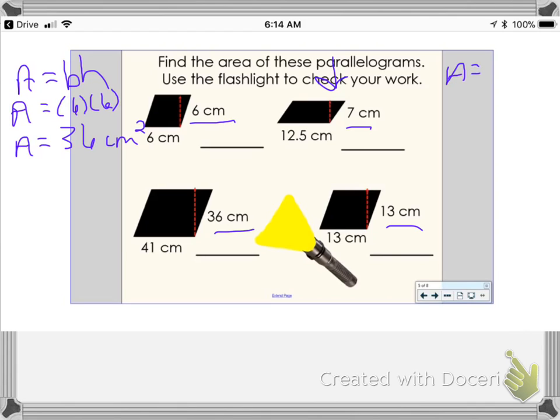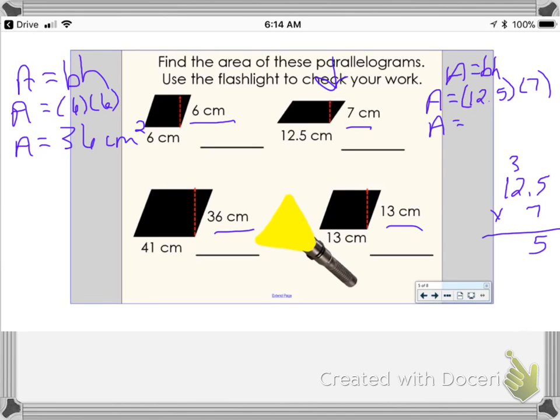First line is always our formula, area equals base times height. The second line is going to be our substitution. The base is 12.5 and the height is 7. So then we have to figure this out. If you need to do doodle work, that's just fine. So 12.5 times 7. 5 times 7 is 35. 7 times 2 is 14, plus 3 is 17. 7 times 1 is 7, plus 1 is 8. I have one digit behind the decimal point. So my answer then is 87.5 centimeters squared.